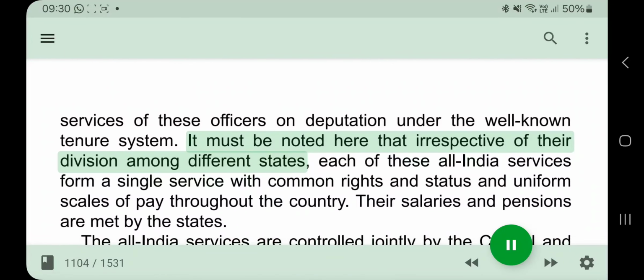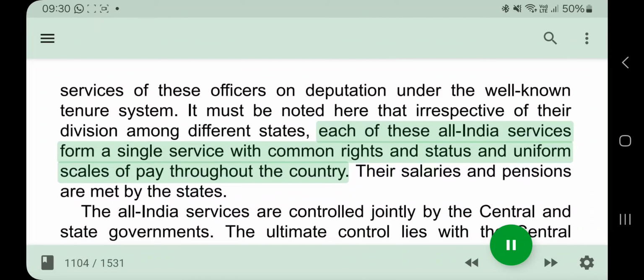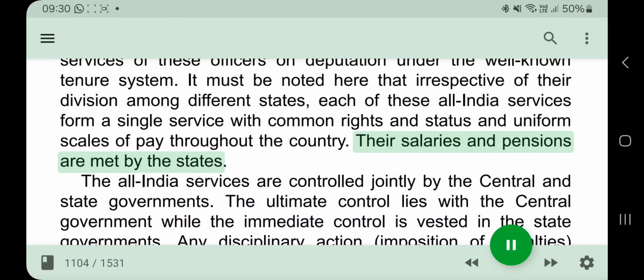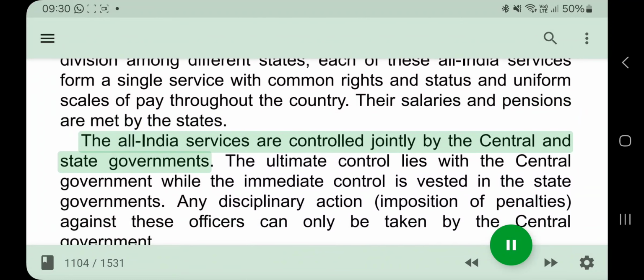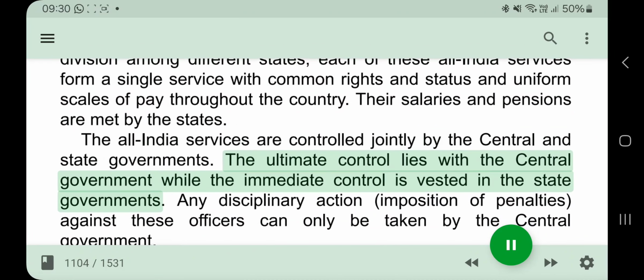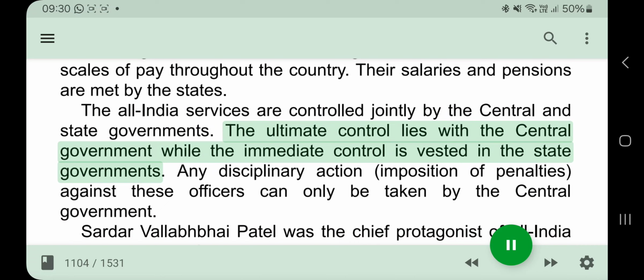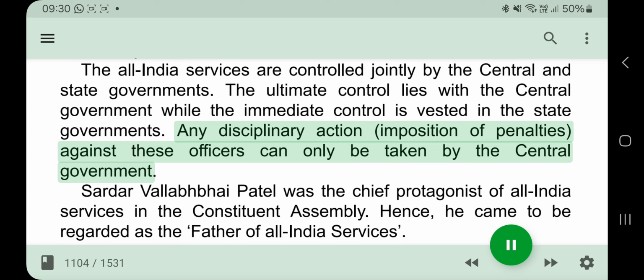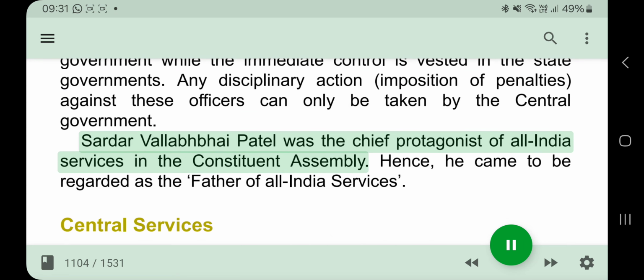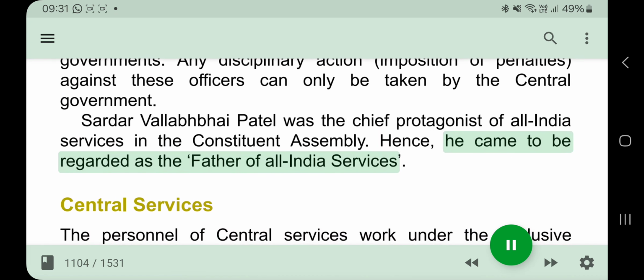It must be noted here that irrespective of their division among different states, each of these All India services forms a single service with common rights and status and uniform scales of pay throughout the country. Their salaries and pensions are met by the states. The All India services are controlled jointly by the central and state governments. The ultimate control lies with the central government while the immediate control is vested in the state governments. Any disciplinary action, imposition of penalties, against these officers can only be taken by the central government. Sardar Vallabhbhai Patel was the chief protagonist of All India services in the Constituent Assembly. Hence, he came to be regarded as the father of All India services.